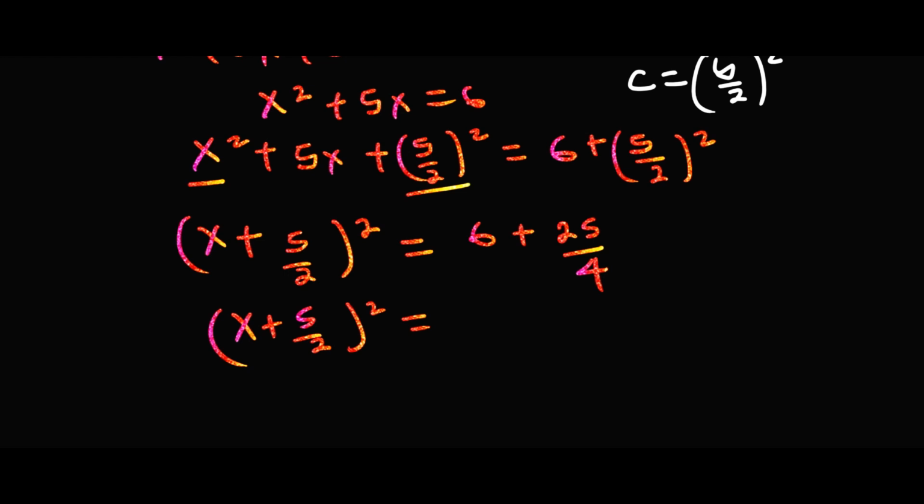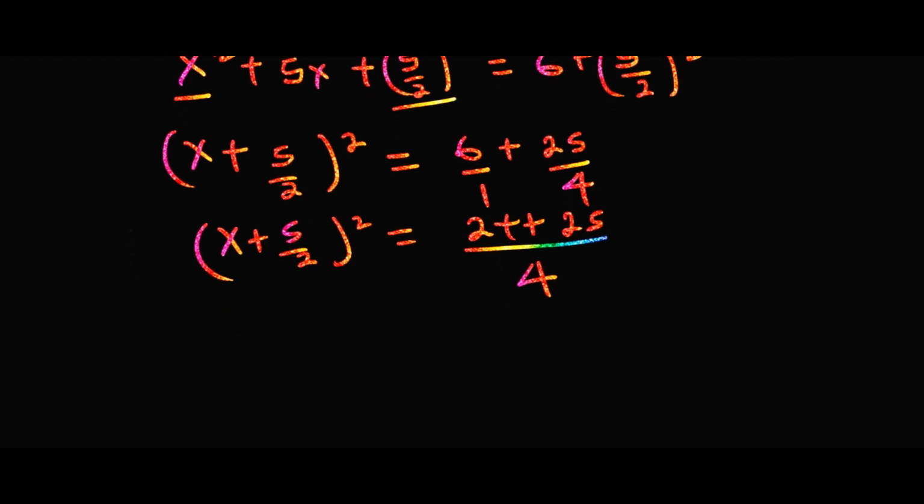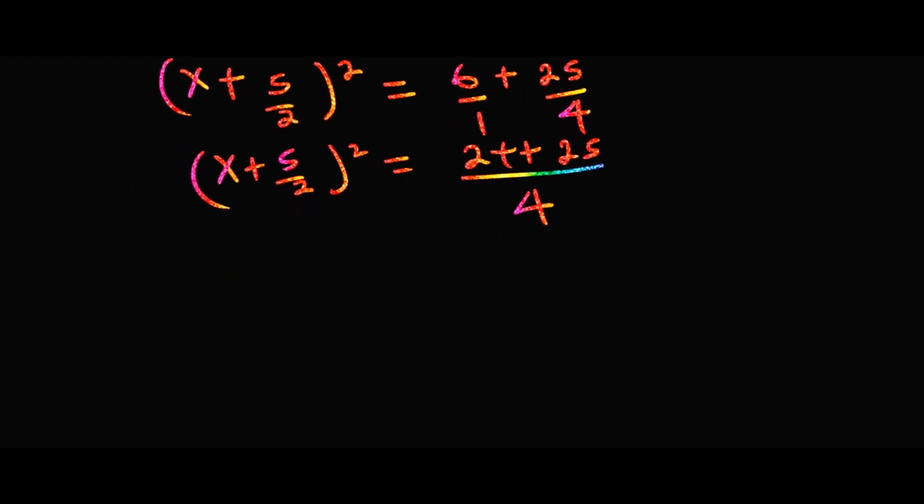squared is equal to, we can combine these using an LCM. So the LCM for 1 and 4 is 4. So 1 goes into 4, 4 times 6 is 24. Plus 4 into 4, 1 times 25, that is 25. So if we simplify this, we're going to have x plus 5 over 2 raised to power 2 is equal to 24 plus 25, which is 49, and that is over 4.